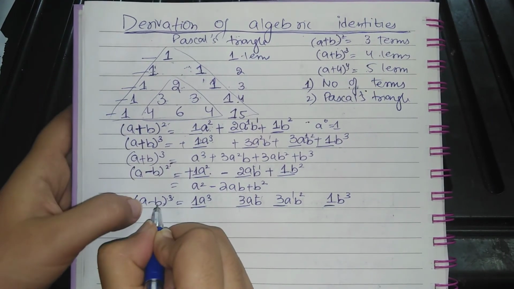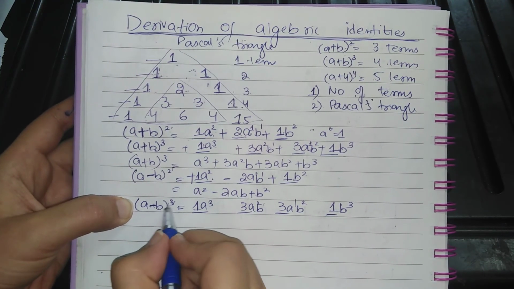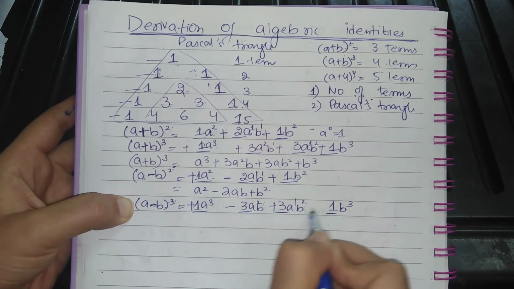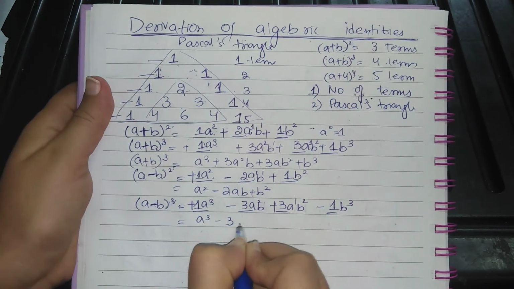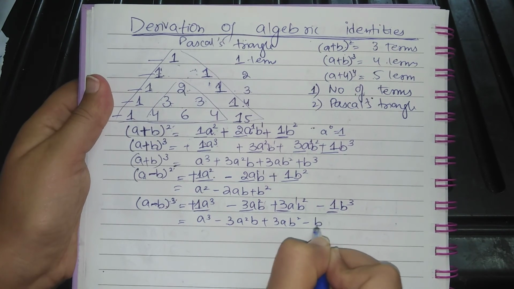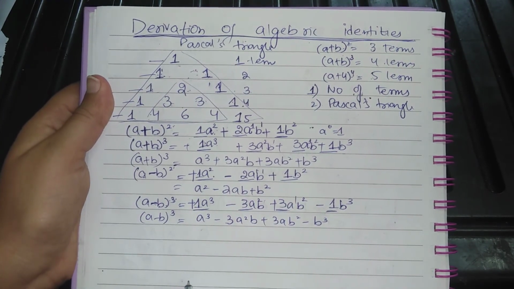So how to write the negative sign? For the negative sign, we will write alternately positive, negative, positive, negative, starting and ending with positive. In the second row there are only 2 terms. In the third row there will be 3 terms. So this will be the result: a cube minus 3a square b plus 3ab square minus b cube. The sum of this is a minus b whole cube.